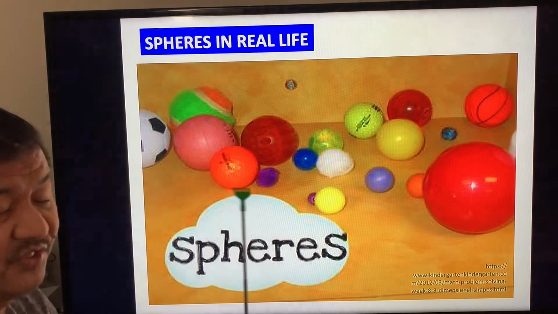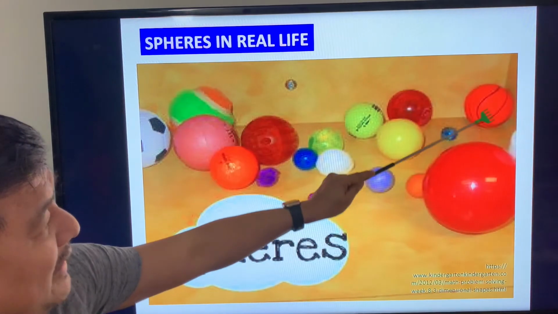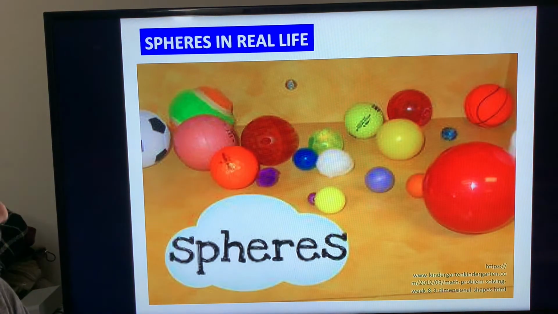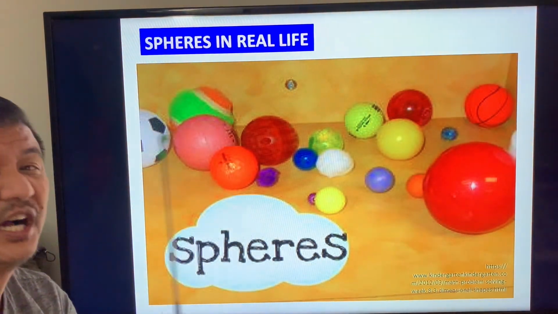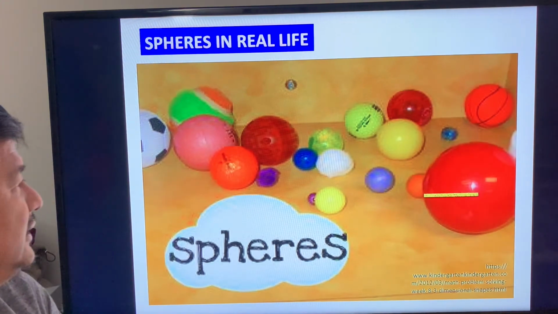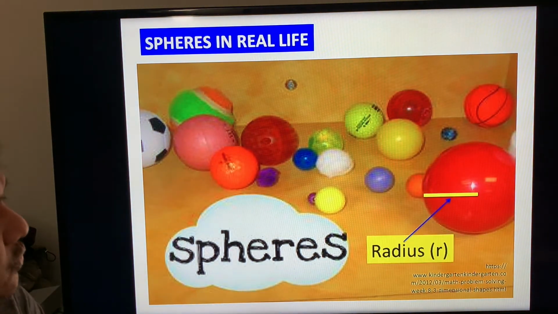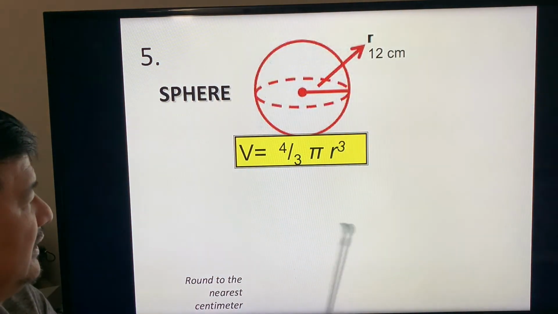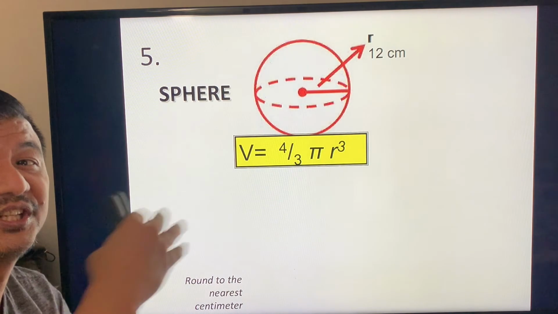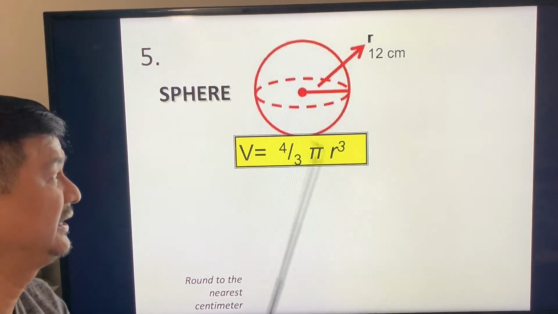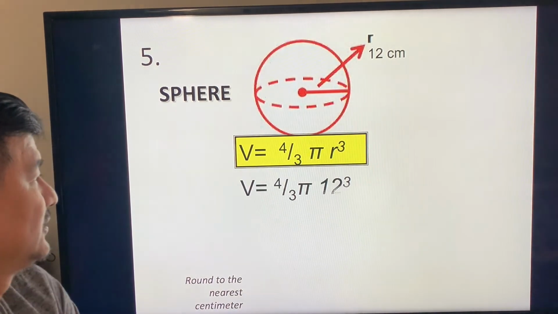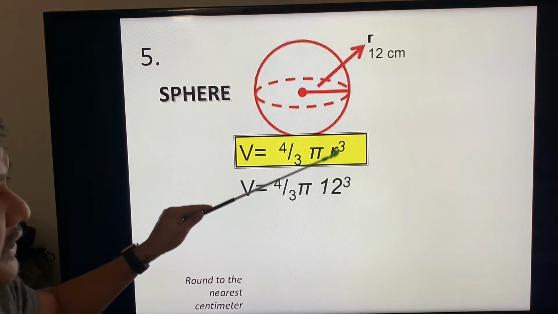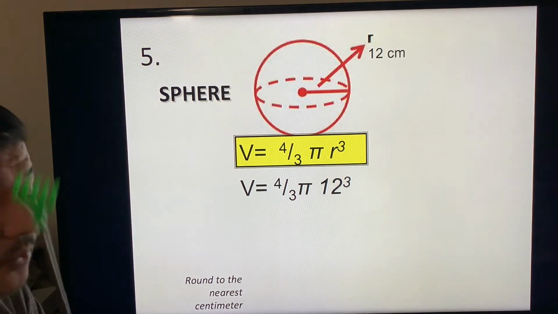Next, these are spheres in real life. My basketball is a sphere. A sphere is 3D, a circle is 2D. Now, again, we will use just one measurement, the radius. So the formula, I won't derive this formula. There's another video that explains how we derive it. So let's just jump to the formula: 4/3 pi r cubed. Take note, this is cubed, not squared.